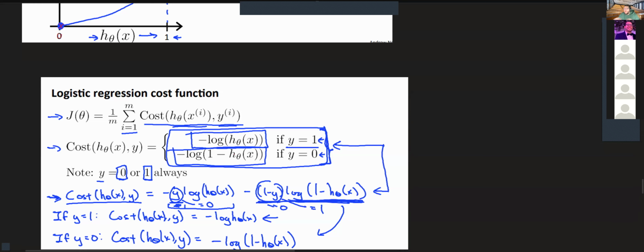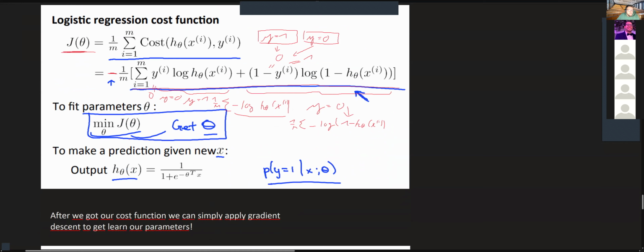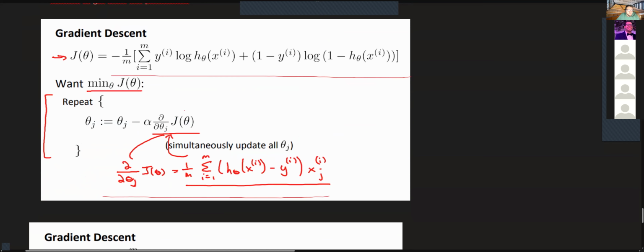So we write it in one line, but they can never both be activated, because y can only be 0 or 1. And there you have it. This is the cost function. And now we're going to do the same thing: we put it into gradient descent. That's it.